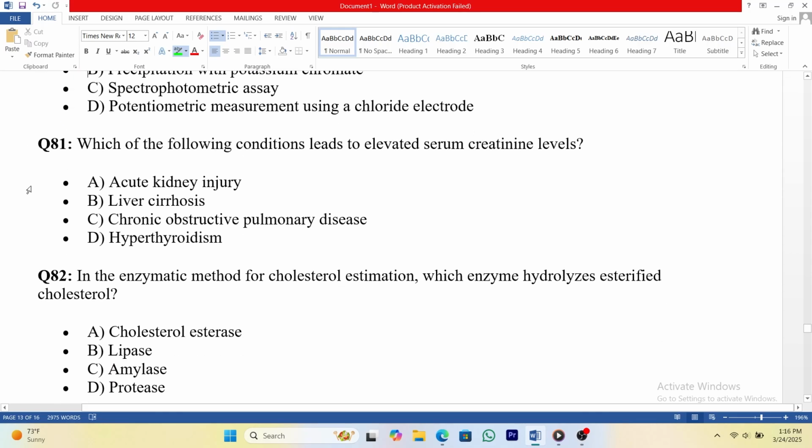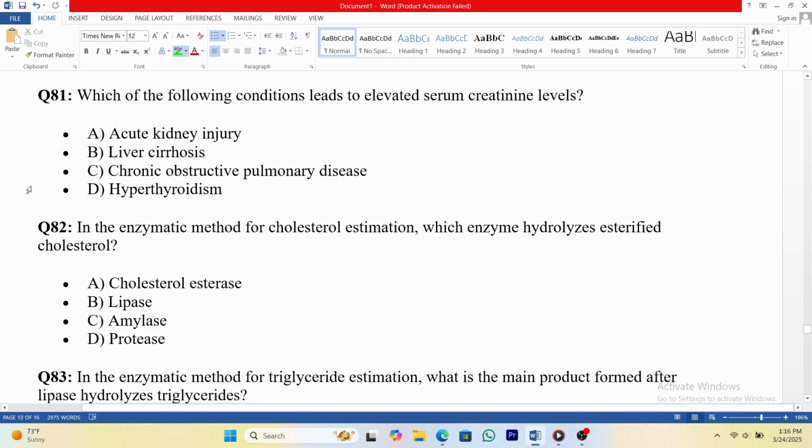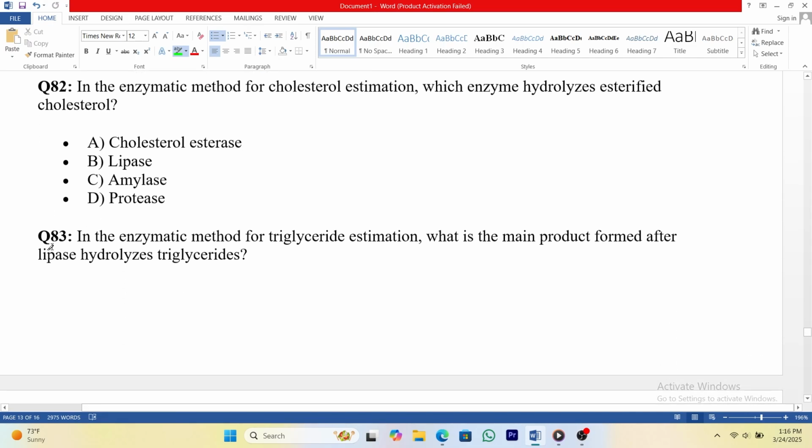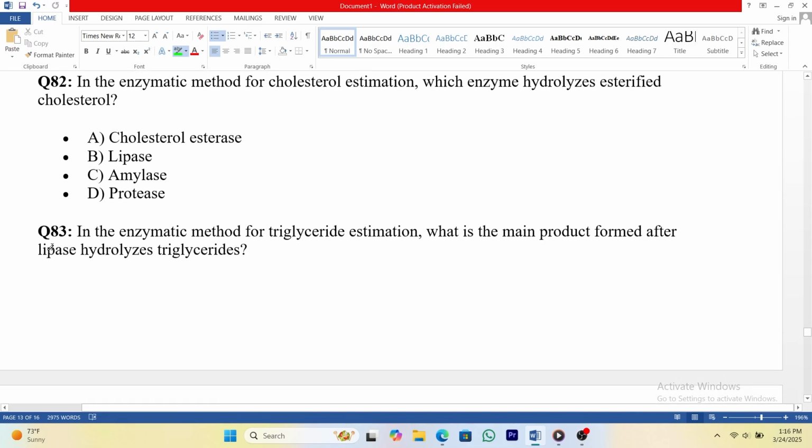81. Which of the following conditions leads to elevated serum creatinine levels? A. Acute kidney injury. B. Liver cirrhosis. C. Chronic obstructive pulmonary disease. D. Hyperthyroidism. Answer: A. 82. In the enzymatic method for cholesterol estimation, which enzyme hydrolyzes esterified cholesterol? A. Cholesterol esterase. B. Lipase. C. Amylase. D. Protease. Answer: A.